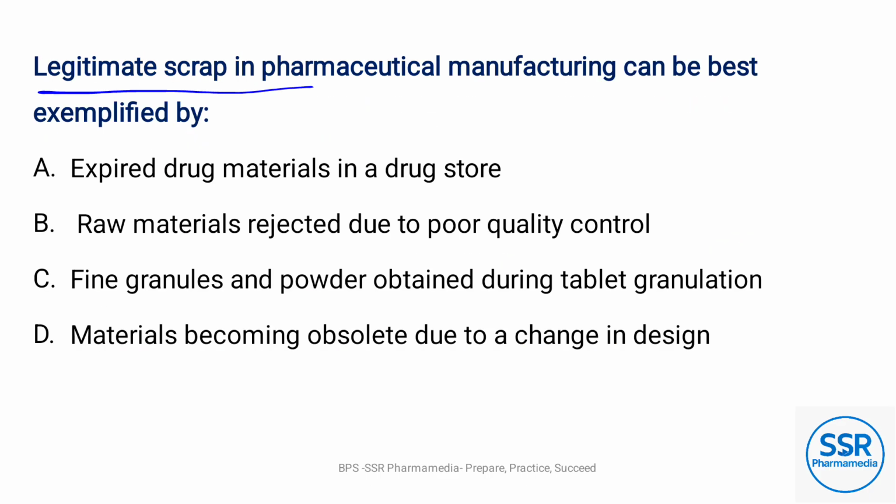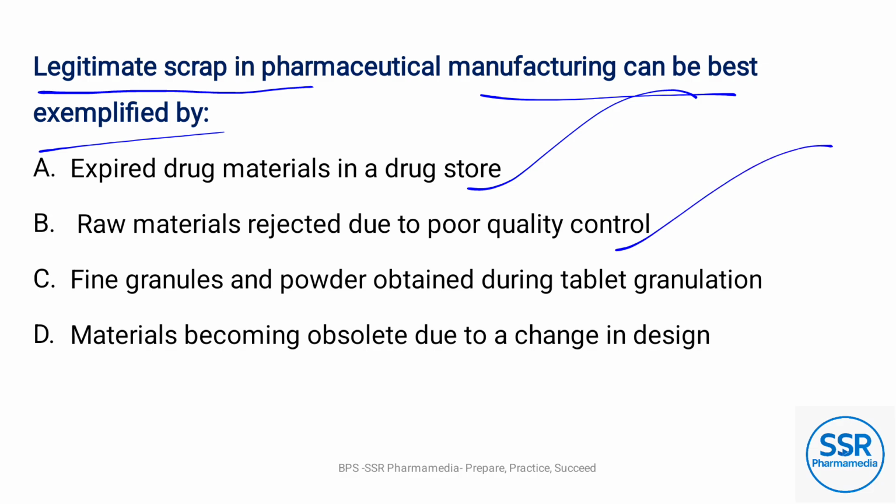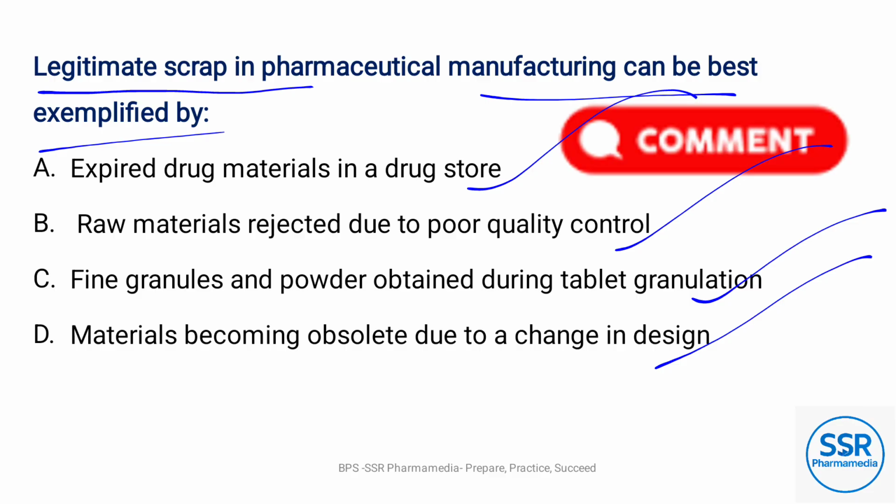So legitimate scrap in pharmaceutical manufacturing can be best exampled by option A, expired drug materials in a drugstore. Option B, raw materials rejected due to poor quality control. Option C, fine granules and powder obtained during tablet granulation. Option D, materials becoming obsolete due to change in design. So you tell the answer in the comment box.